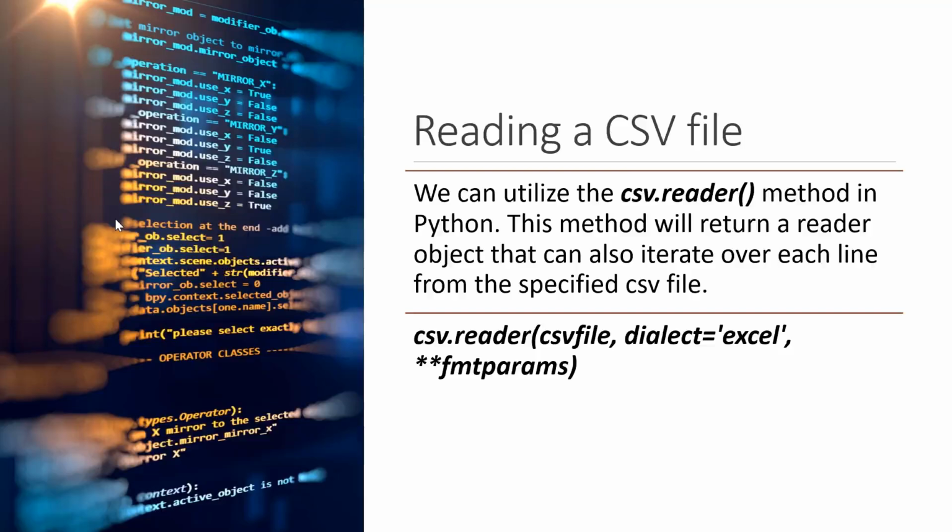The next parameter is fmtparams, which is also an optional parameter, and it is utilized to specify formatting parameters related to a CSV file. Now to understand how we can utilize this method, let's discuss one example.